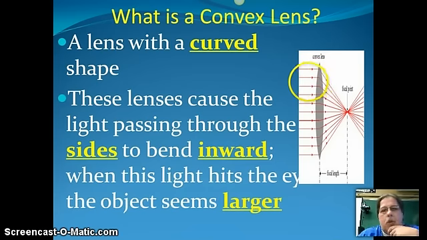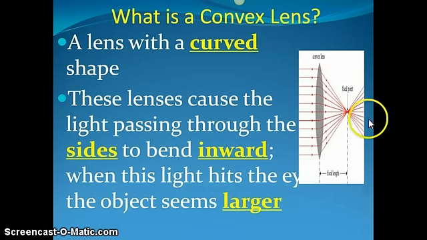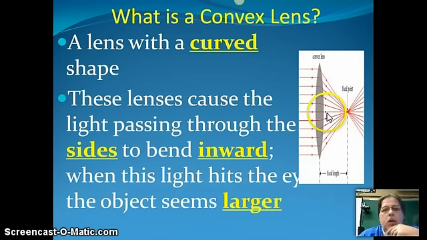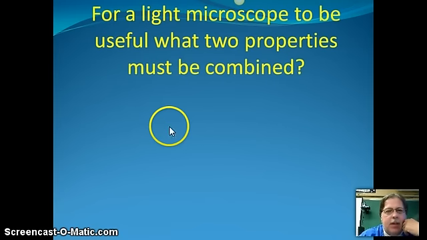Okay? What happens is light goes in and passes through, and when the light hits the eye, the object looks bigger. Okay? We don't really need to know this part. You're going to learn that in 9th grade in your physical science class.